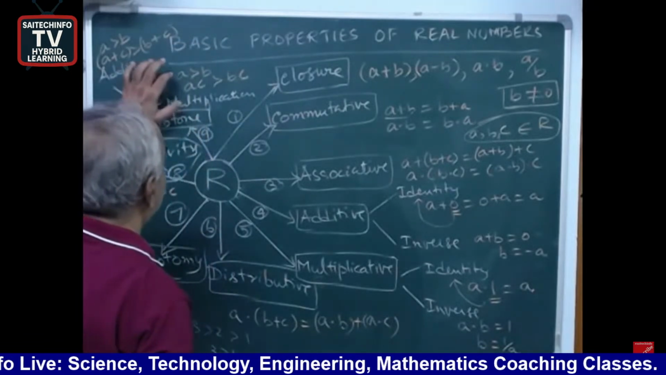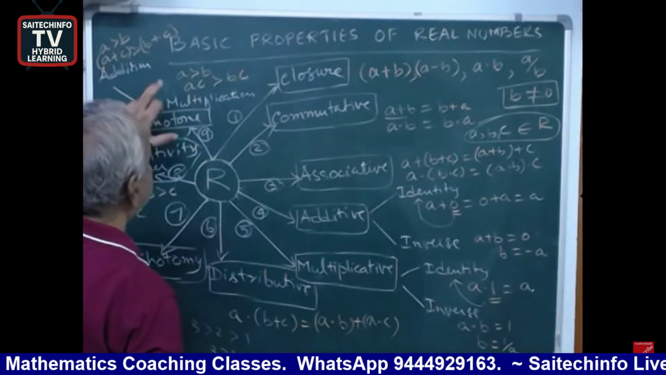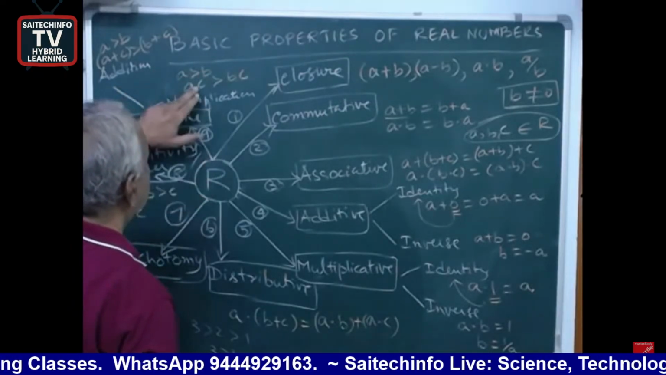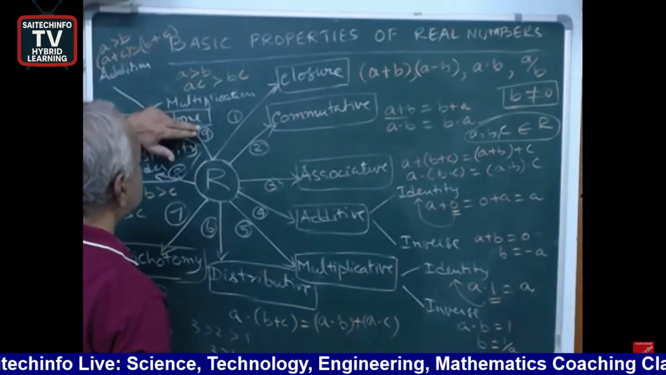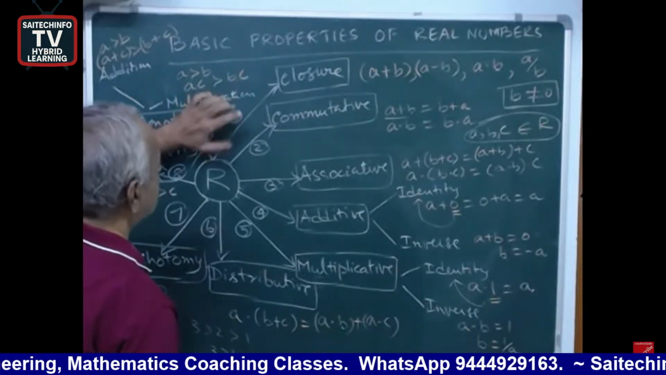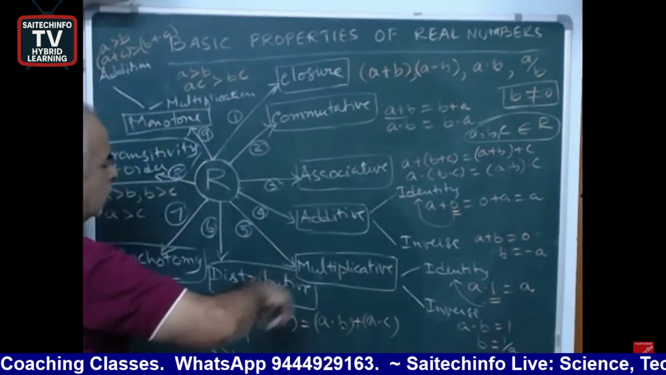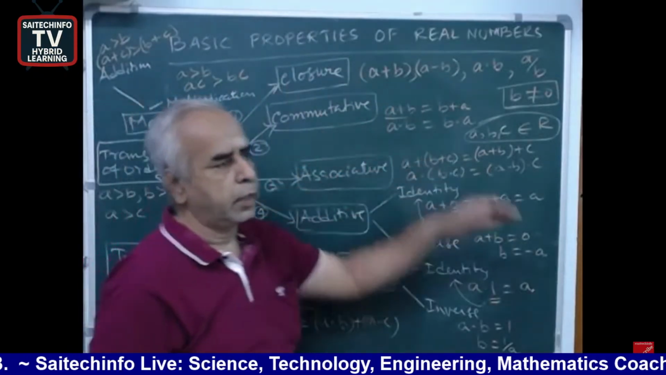And similarly, multiplicative monotone. So monotone multiplication means A is greater than B. Now let me multiply C on both sides. So the results are also same. That is AC is greater than BC. Are you able to follow? So these are all the important 9 basic properties of a real number.